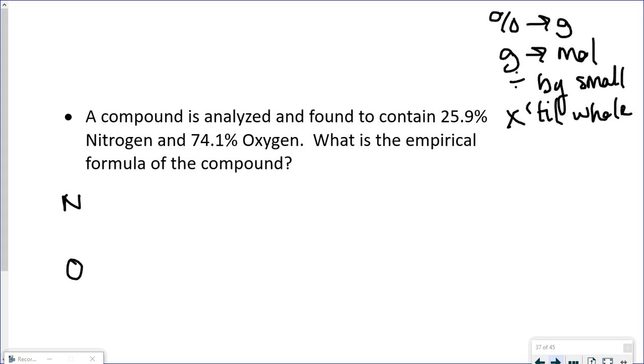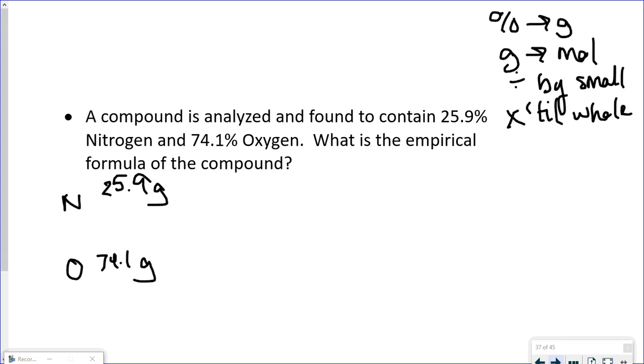So for our first step, we have percent to mass. For this one, you simply take the percentage as written, and that becomes the mass of your substance. So you just change the percent sign to grams. So for 25.9% nitrogen, we're going to make that 25.9 grams of nitrogen. We had 74.1% oxygen. We're going to make that 74.1 grams of oxygen. So that's your entire first step. Just change the percent sign to grams.